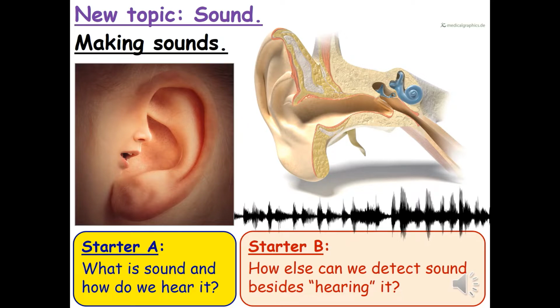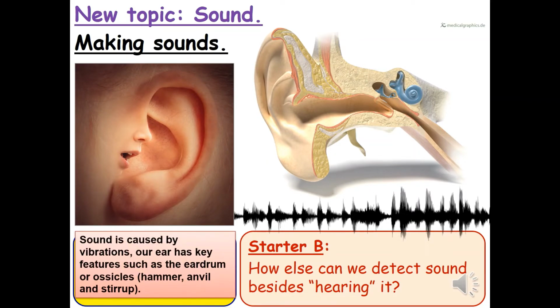But we're going to be looking at sound today. And two questions that we could start off with is to think, what is sound and how do we hear it? Of course, sound can be said to be caused by vibrations, and our ears have key features such as the eardrum or the ossicles, which includes the hammer, the anvil, and the stirrup that allows us to hear.